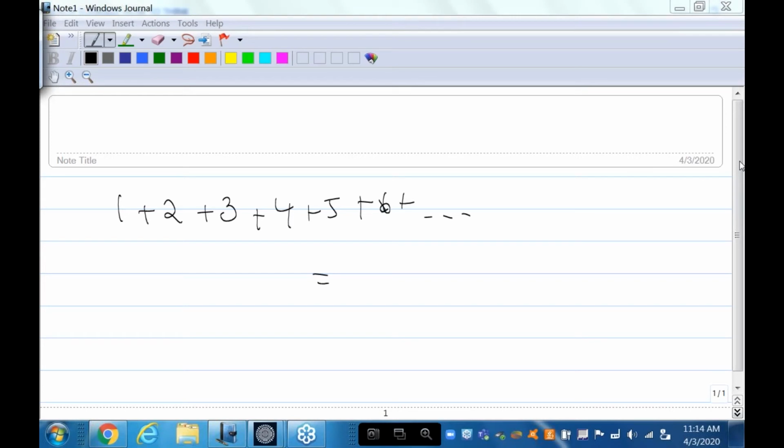Devanjan, good morning. Give us the answer. 1 all the way up to 10. What's the answer? I haven't seen any answers yet. Looks like people are on the calculator.